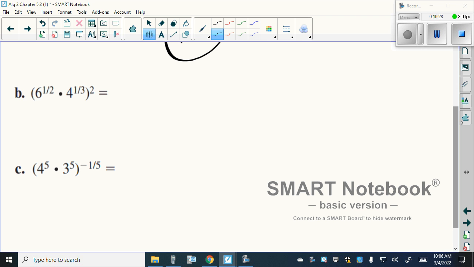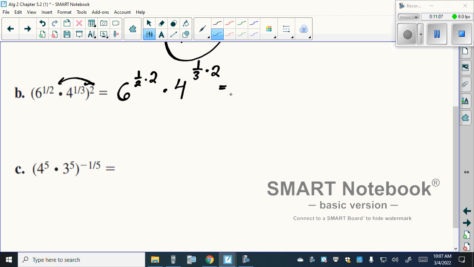But we do have power of a quotient. Because of the 2 on the outside, I'm going to multiply or apply it to both of these here. We're multiplying the 2 by both of our fractional exponents. So for the 6, we're going to have 6 to the 1/2 times 2 times 4 to the 1/3 times 2. Any questions on this so far?